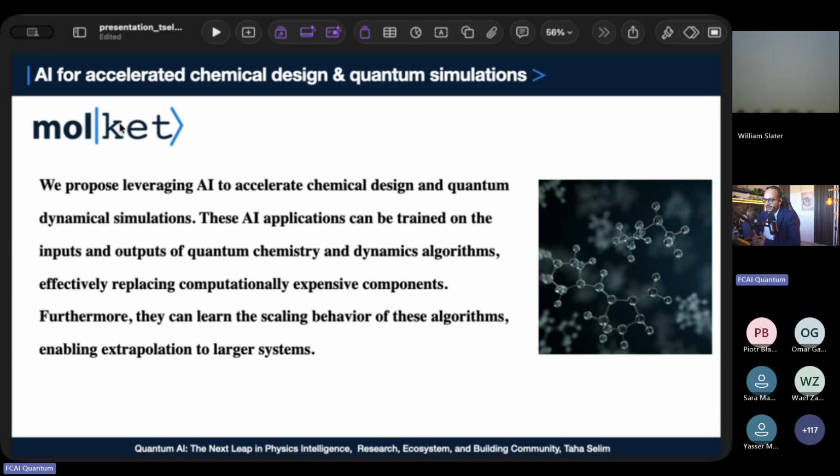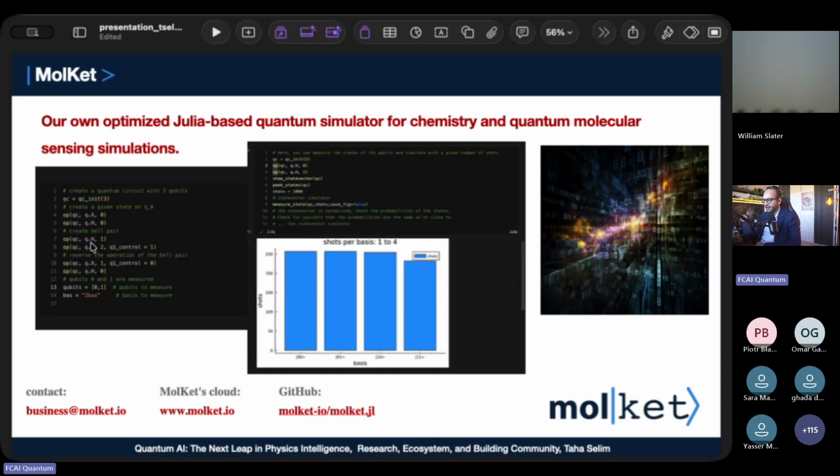And this is a slide for MolKet. I was just going to show it before we step into the technical details. So in MolKet, we propose leveraging AI to accelerate chemical design and quantum dynamical simulations, leveraging different technologies from quantum AI. Feel free also to test our open source simulator, which is also specifically designed for chemistry. You will find all the details on the MolKet GitHub repo and website.